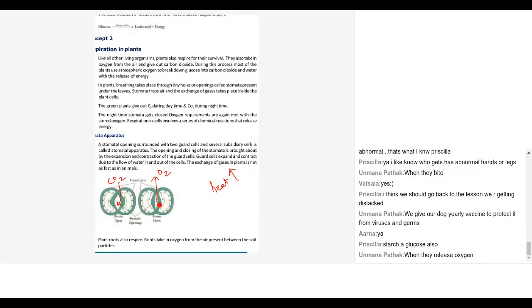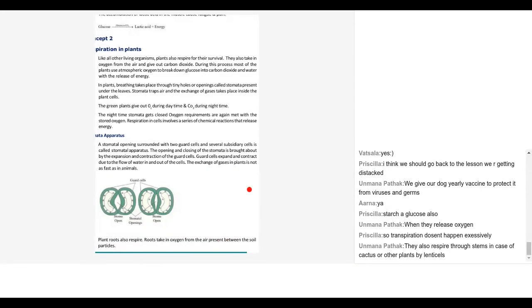And who is responsible for the opening and closing of stomata? The guard cells. Correct. If you have noticed, the inner cell wall here is so thick and the outer cell wall is comparatively thinner. With all of you, though I'm running out of time, I still want to share.